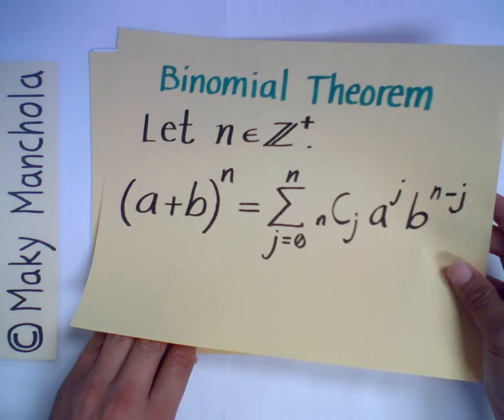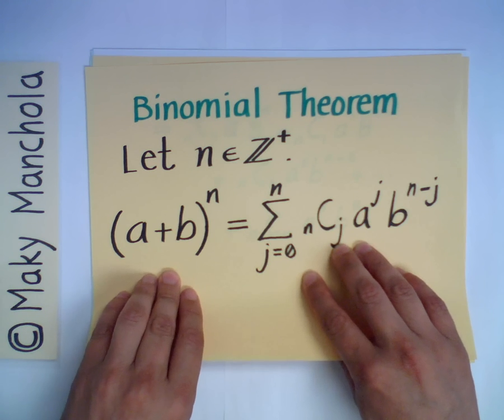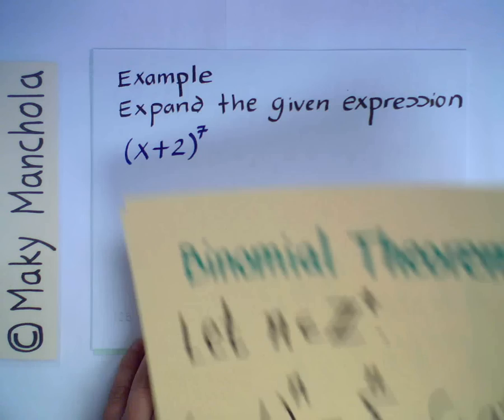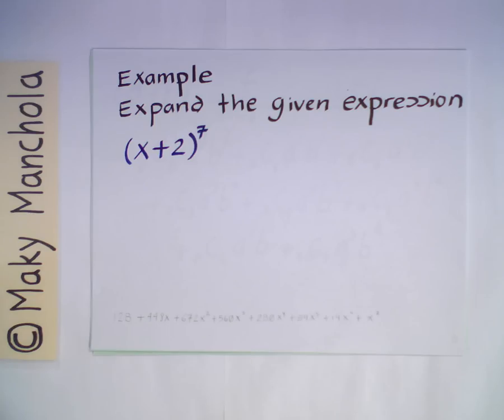Now let's try some examples applying the binomial theorem, the formula that we have here. Our first example will be to expand (x + 2) to the 7th.